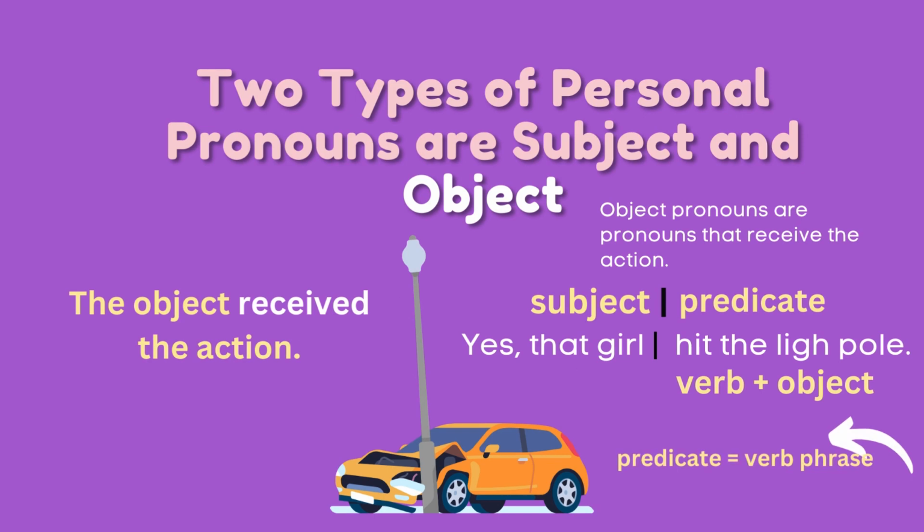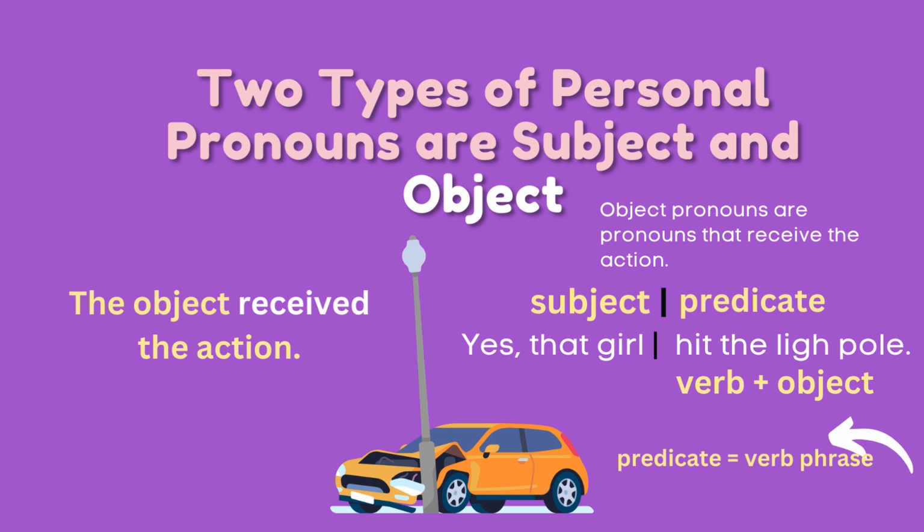Object pronouns are pronouns that receive the action. But, what's an object? In the sentence, "That girl hit the light pole," the subject, that girl, did the action. That girl hit. What did that girl hit? The light pole. The light pole received the action. The light pole is the object.